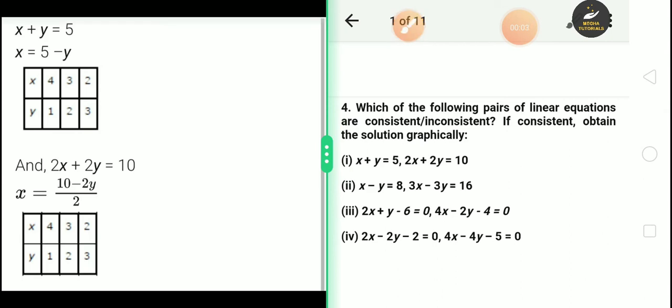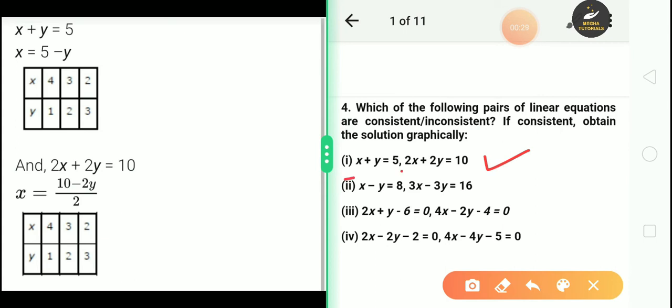Question 4. Which of the following pairs of linear equations are consistent or inconsistent? If consistent, obtain the solution graphically. The first pair is x plus y is equal to 5 and 2x plus 2y is equal to 10. From these equations we can easily find that they are consistent, because we are getting the ratios 1 upon 2 is equal to 1 upon 2 is equal to 1 upon 2.